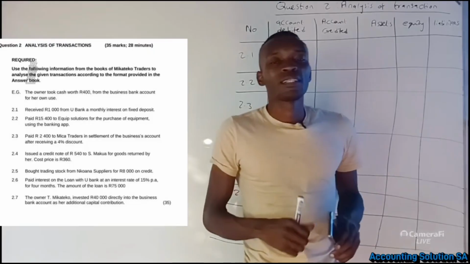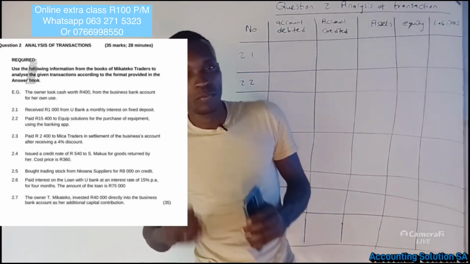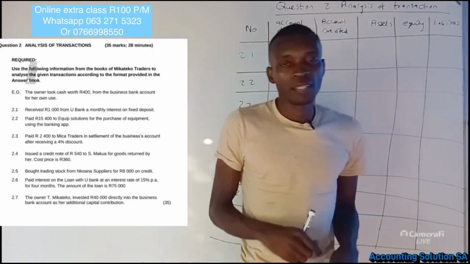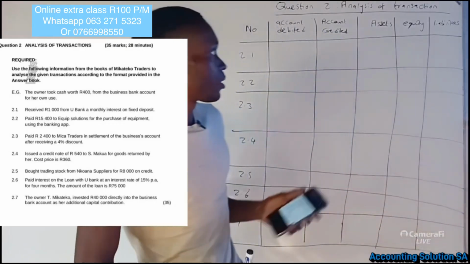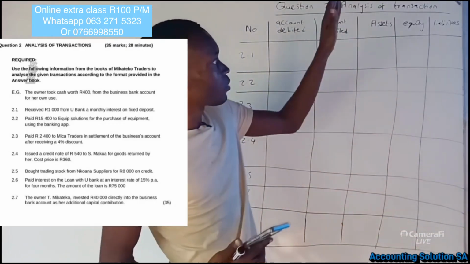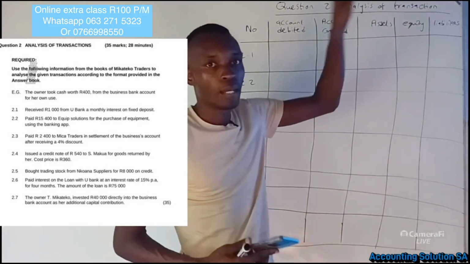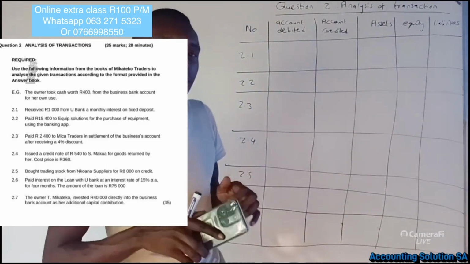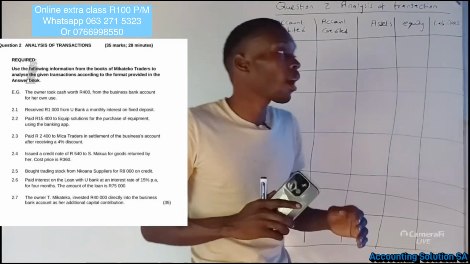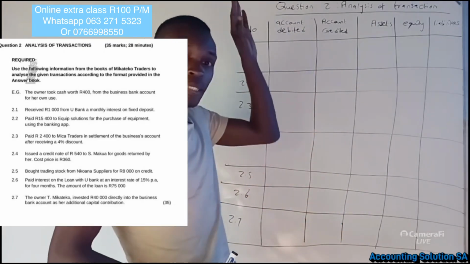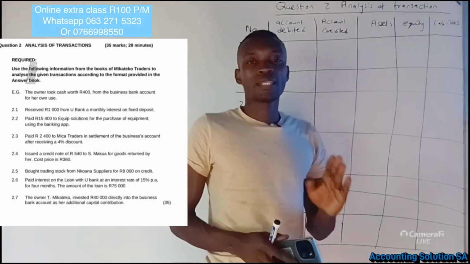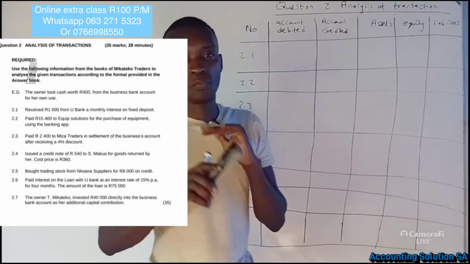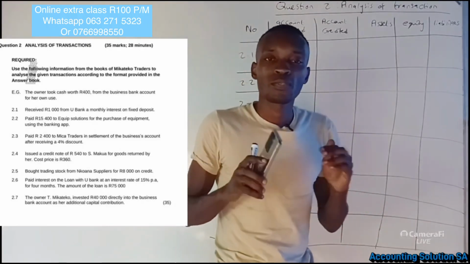Hi grade 10 students. In today's video we are going to do analysis of transactions, which you also know as the accounting equation. Obviously we are going to deal with assets, equity and liability. At the end of this video, you are going to learn how to know that this account must be debited and this account must be credited. Very simple. Make sure that you watch until the end of this video so that you will learn.